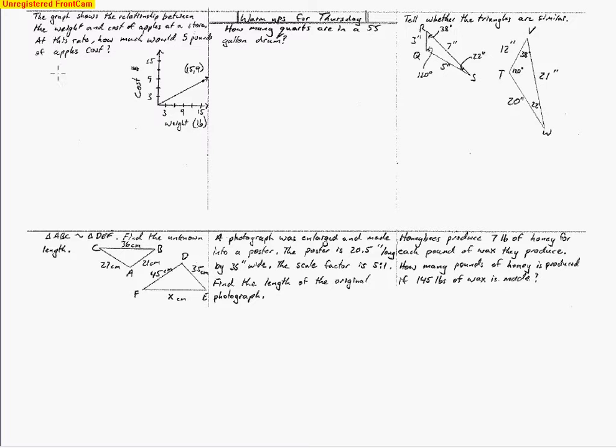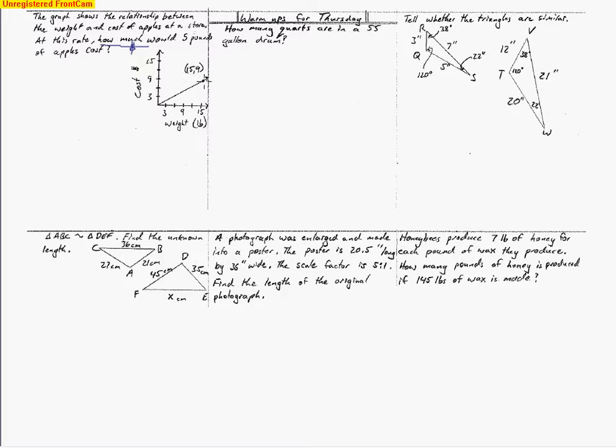So the graph shows the relationship between the weight and cost of apples at a store. And at this rate, how much would 5 pounds of apples cost? And so what they're asking for is dollars. How much is the amount of money? We just don't know how much money. So let's go ahead and look to see what they give us.